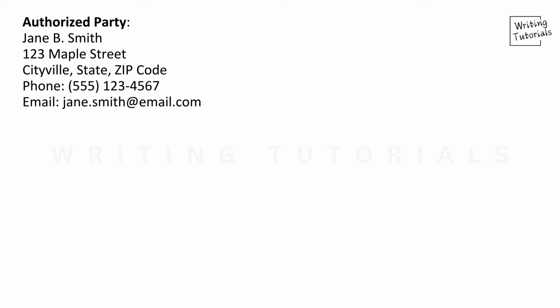Account information. For added clarity, you'll also want to include your account information. This can be a single line like, account holder, John A. Doe, account number, 987654321. Adding the account number helps the company quickly locate your account and makes it clear this authorization is specific to that account. If you're authorizing someone to access multiple accounts, you might list each one here, too.